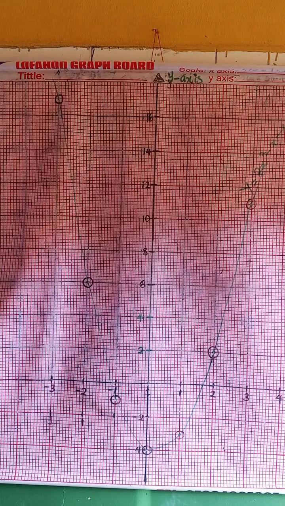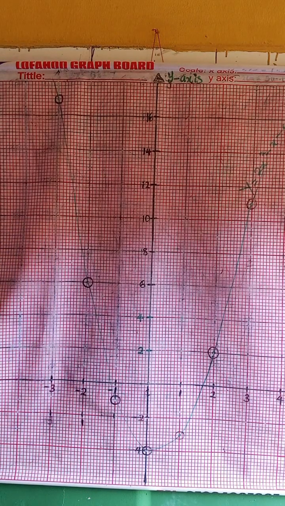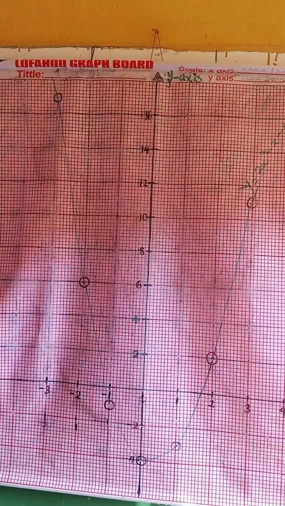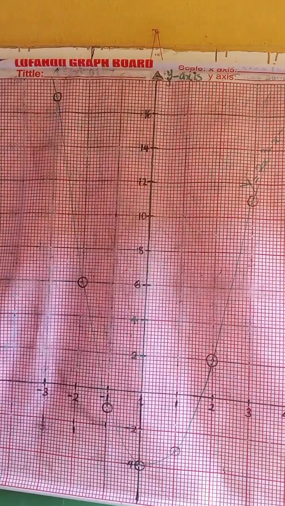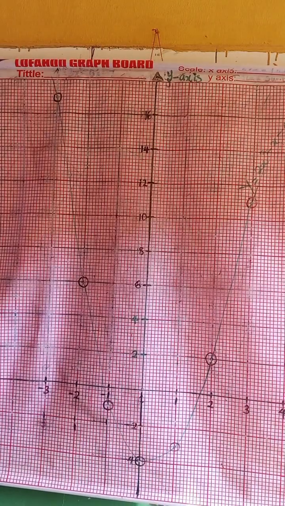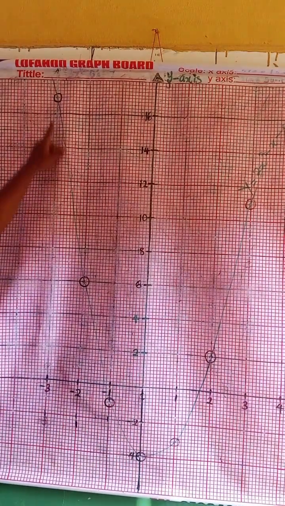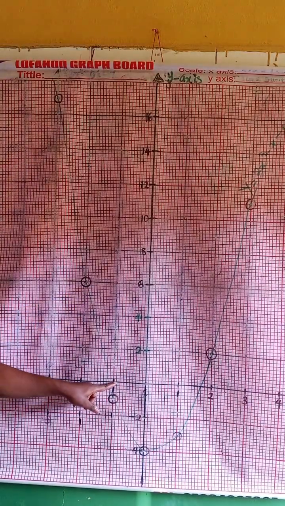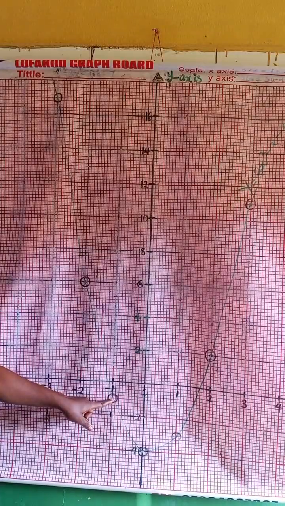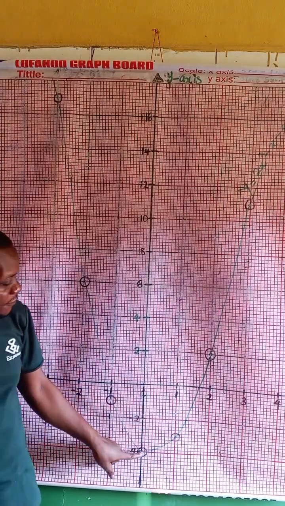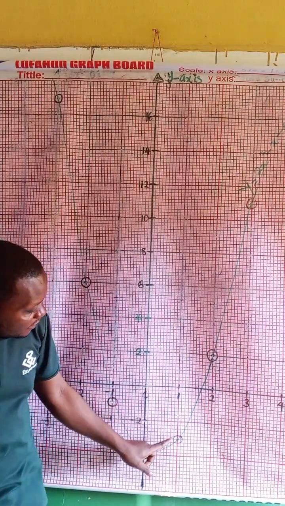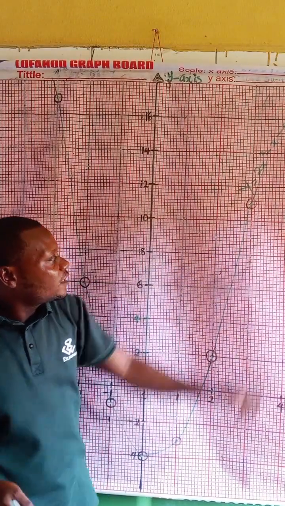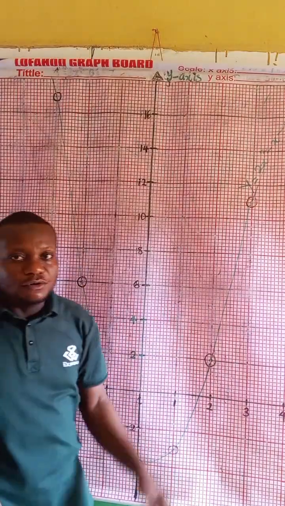Now let me quickly go through it again. You have your table of values, and your table of values will guide you in plotting the graph. So -3 against 17. When x is -3, y is 17. When x is -2, y is 6. When x is -1, y is what? -1. When x is 0, y is -4. When x is 1, y is -3. When x is 2, y is 2. And when x is 3, y is 11. Then you draw the curve. Thank you.